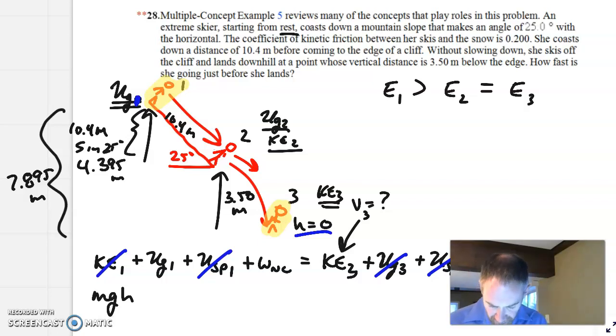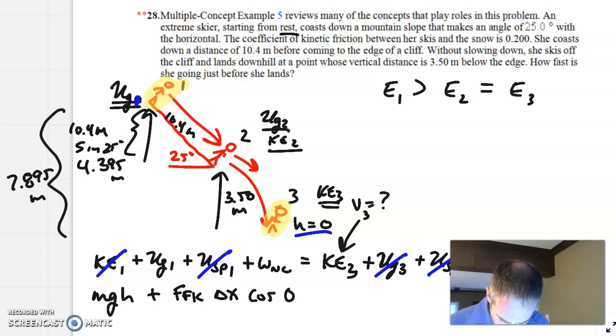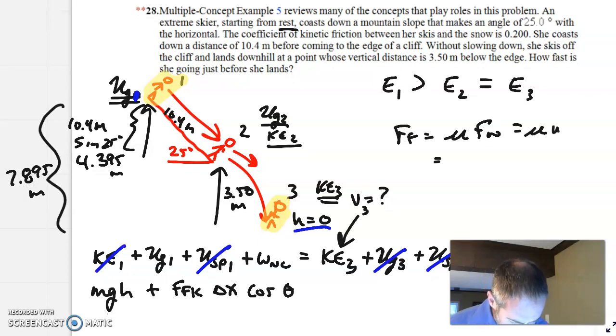Then we have this work non-conservative. Now the non-conservative work is the work from friction. And so that's going to be that force of friction times the displacement times the cosine of the angle in between the tails. Now that force of friction, let's do that over here. Coefficient of friction times normal. We know on an incline, the normal is the mg cosine theta.